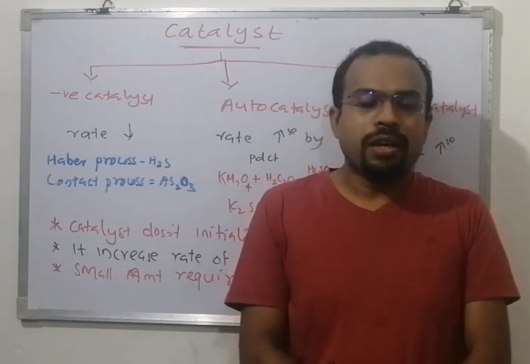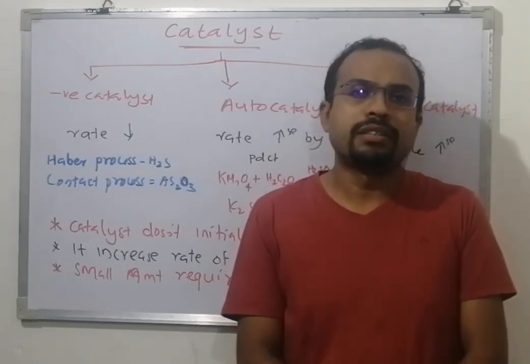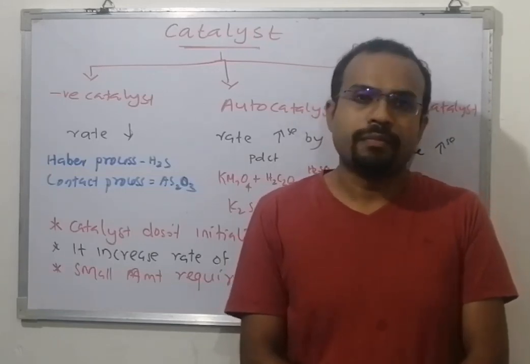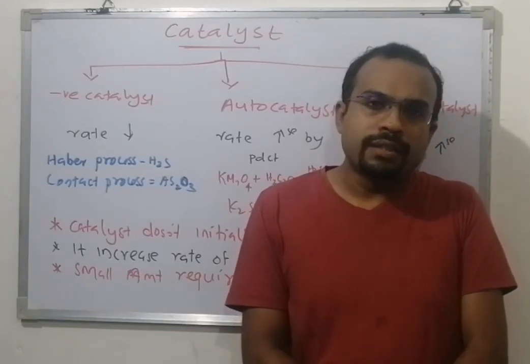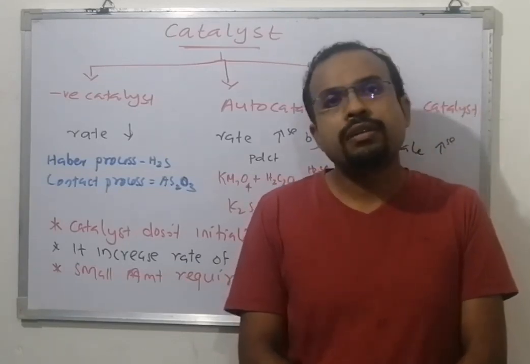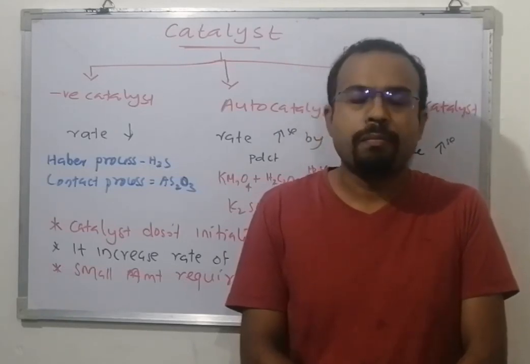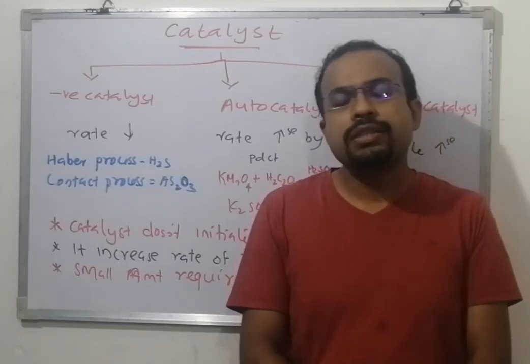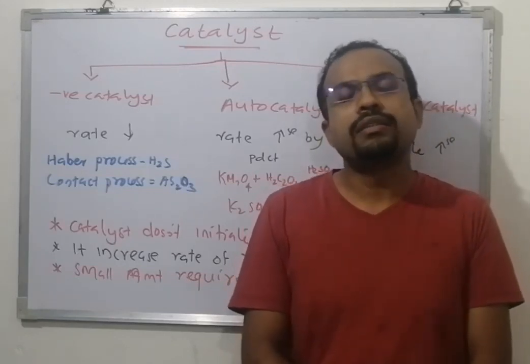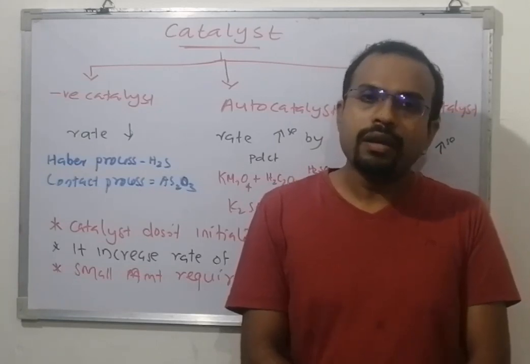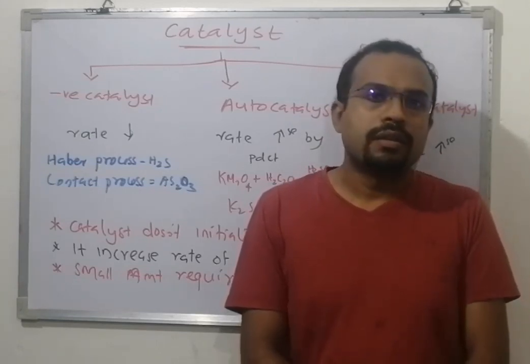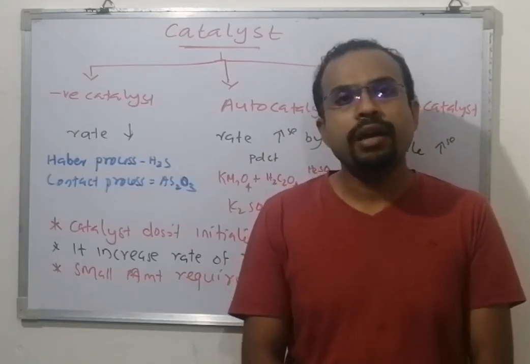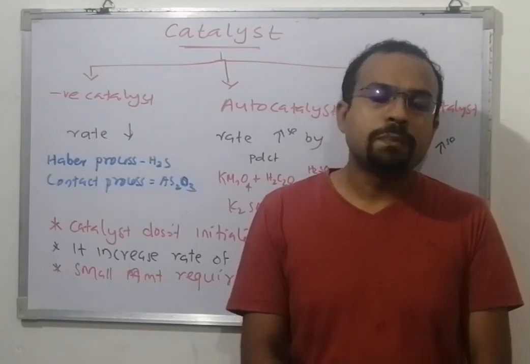Today I will continue the discussion of chemical kinetics with another video. The topic is catalyst. Catalyst will be discussed in the 5th chapter, particularly in the surface chemistry. Therefore, you will learn more about the catalyst and different types of catalysts from that topic. Here we will discuss catalyst and its property in chemical kinetics, particularly speed of the reaction.